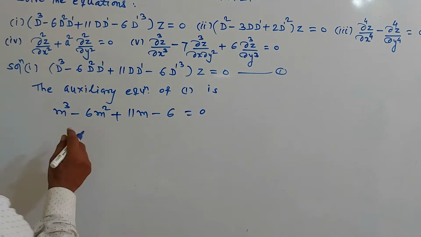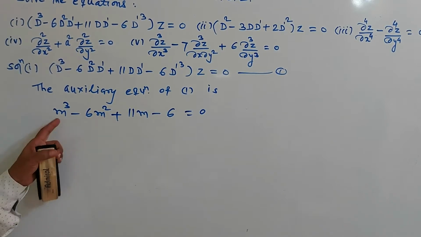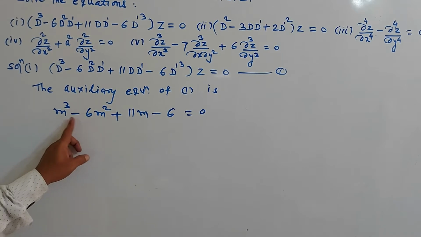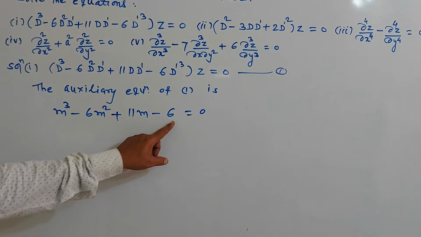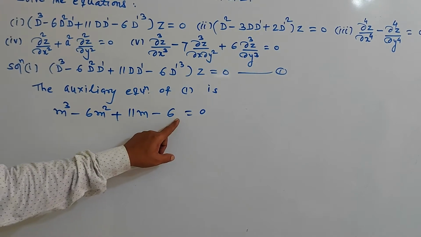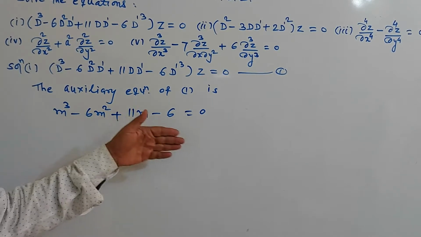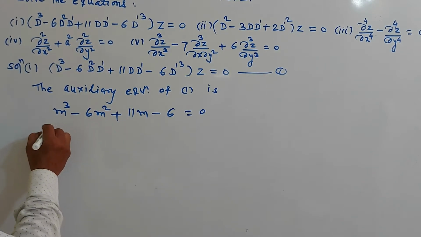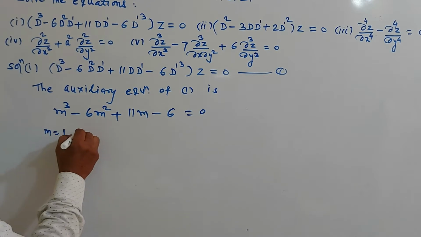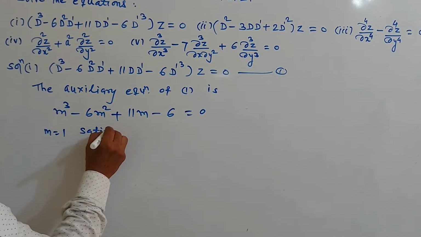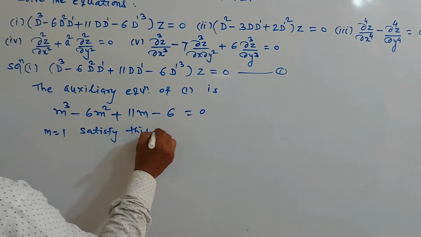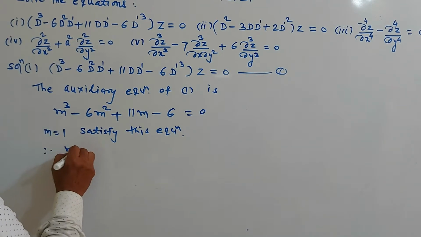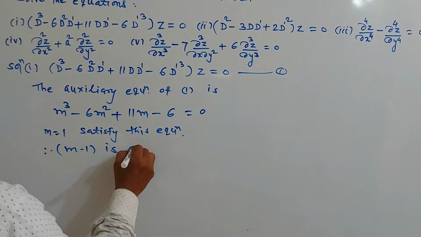Here you observe that m is equal to 1 satisfies this equation. If you put m is equal to 1: 1 minus 6 plus 11 minus 6, means minus 6 minus 6 is minus 12, and 11 plus 1 is 12, 12 minus 12 is 0. Therefore m is equal to 1 satisfies this equation. Therefore m minus 1 is one factor.